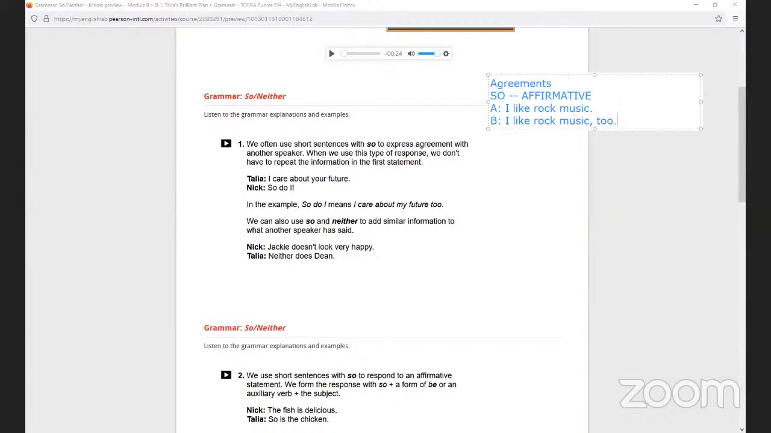This is the first one with "too," or the other way it could be "me too." Okay, so we have these two that are really common in order to say that we also like rock music. But what is the polite way to do this? It's going to be this. Okay, we're going to delete this, and it is with this structure.